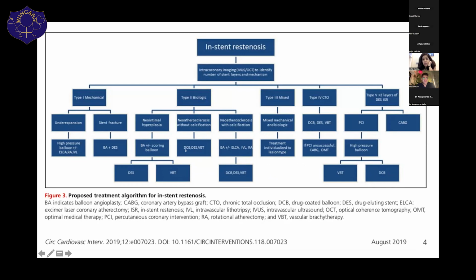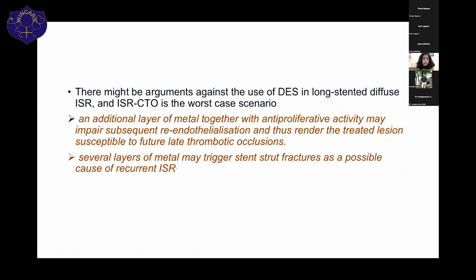And then if it is neoatherosclerosis without calcification or with calcification, now the guidelines suggest that we can use DCB in all of that. If it is a mixed etiology, again, individualized treatment has to be done. If it is CTO, then DCB, DES, or brachytherapy can be given. And type 5, there are 2 layers of DES ISR, either PCI or CABG, because we never want multiple layers of stents in the vessel, because they ultimately will lead to the risk of development of ISR and thrombosis.